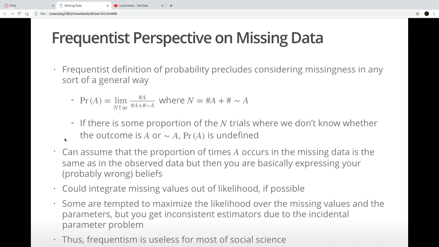You need a more general sense of probability as degree of belief. And once you do that, then it's like, okay, what do I believe the missing values were? What probability distribution would I ascribe to that? How would I update my beliefs about what the missing values were? And if you adopt a more general, more subjective Bayesian definition of probability, then you don't really have to rethink anything in order to proceed.